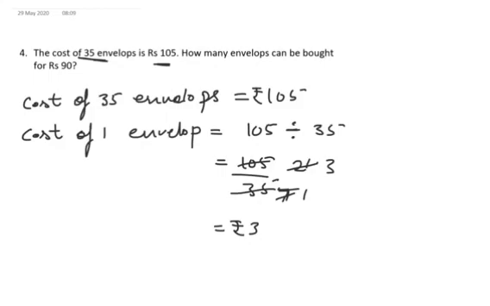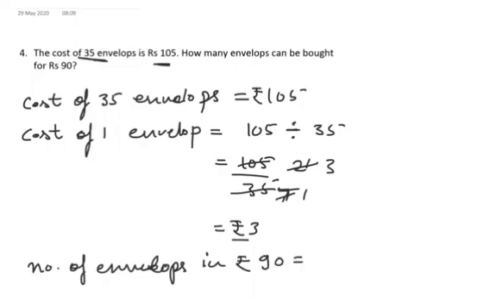So now the question is saying how many envelopes can be bought for rupees 90. Now this question is something different from the previous one. How many envelopes can be bought? It means we have to tell the number of envelopes in rupees 90. Now look at this. You know the price of one envelope, that is 3 rupees, and you know how many rupees you are having. Tell me.